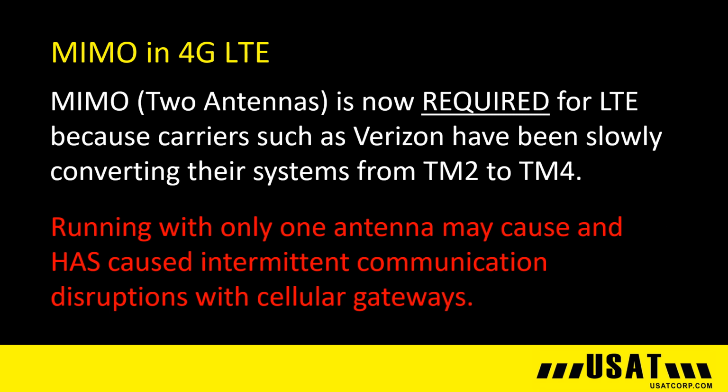Using 2 antennas is now not just for increasing throughput using MIMO, it is now required for reliable operation. The reason is because Verizon and other carriers have been slowly converting their systems from transmission mode 2 to transmission mode 4. We have had some customers get away with running on 1 antenna for some time. However, a year or so ago, one of our utility customers had over 100 systems go down overnight. The cause was determined to be a change to TM4 from Verizon. They added a second antenna to each of their systems and then the problem was solved.